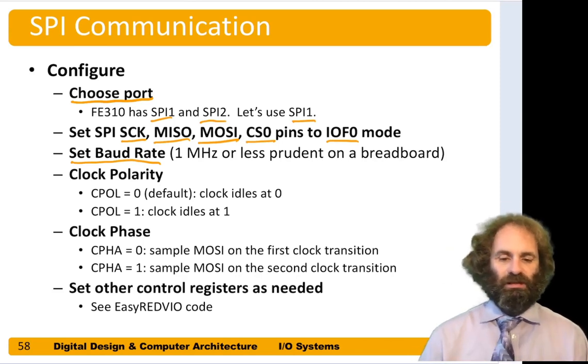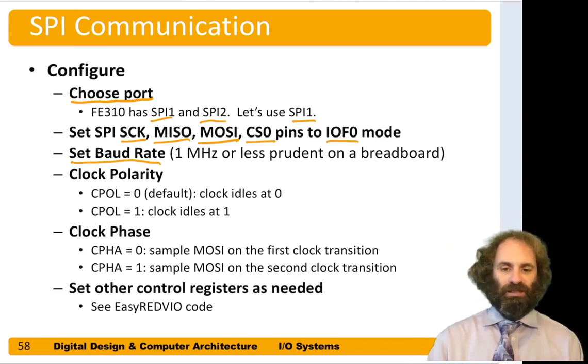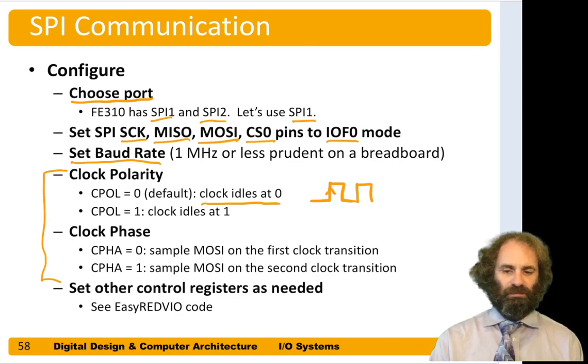And typically on a breadboard, you want to set a baud rate of a megahertz or less, because at high speed, signals tend to get distorted on a breadboard, and you might not get reliable communication. SPI is programmable. Typically, we set our clock polarity and clock phase to 0. Clock polarity of 0 means the clock is initially low and then rises each time we want to set a bit.